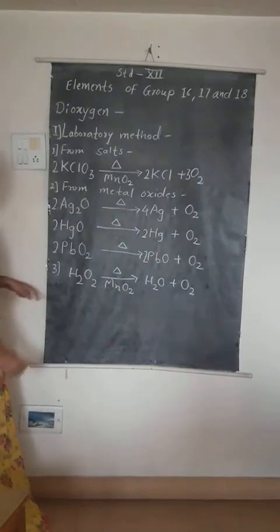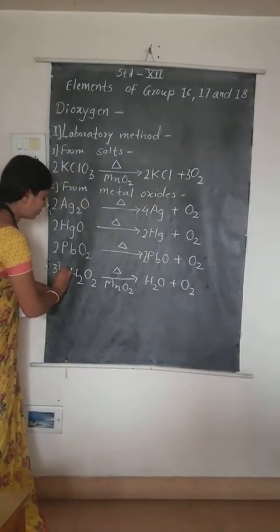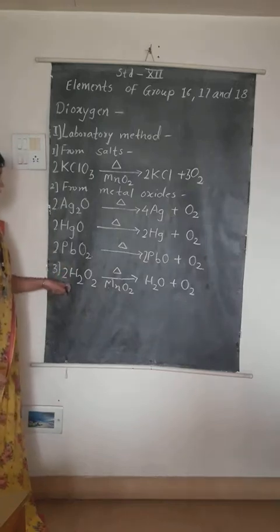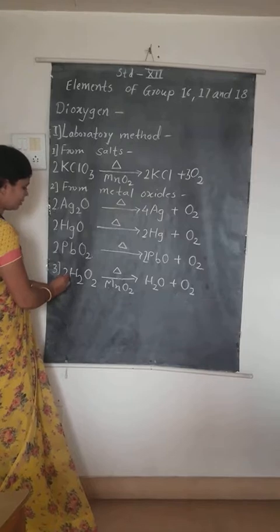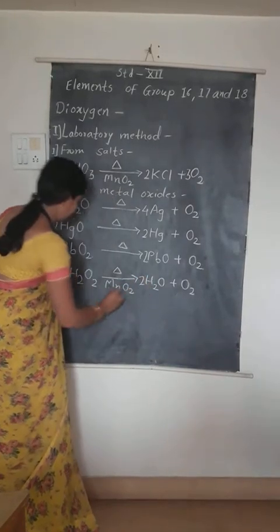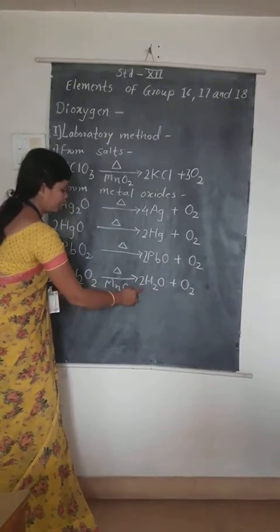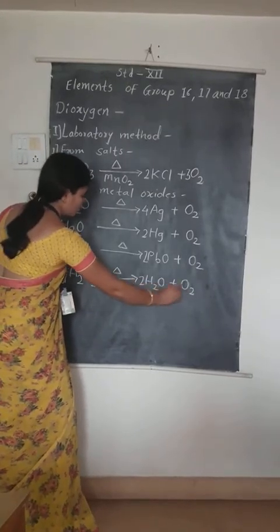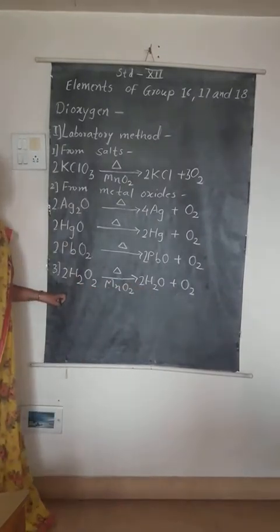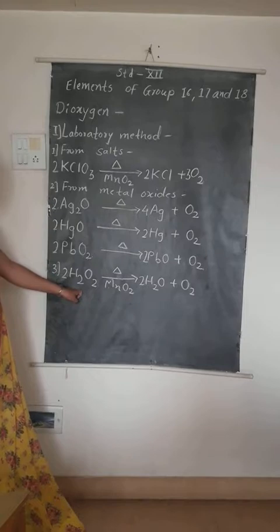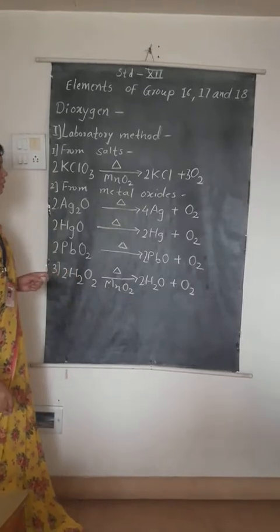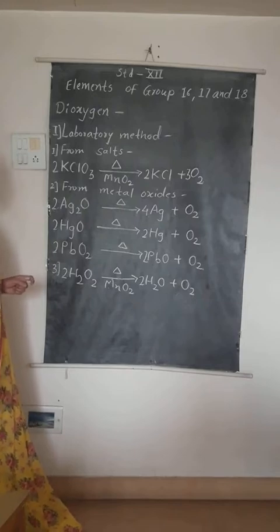To balance the reaction, take the coefficient of hydrogen peroxide as 2. So the number of oxygen atoms now becomes 2 into 2, 4. Here to balance the oxygen and hydrogen, take the coefficient of water as 2. 2 oxygen plus 2, 4 oxygen atoms. Hydrogen 2 into 2, 4. Here also 2 into 2, 4. So the reaction gets balanced. So these are the laboratory methods which are used for the preparation of dioxygen.